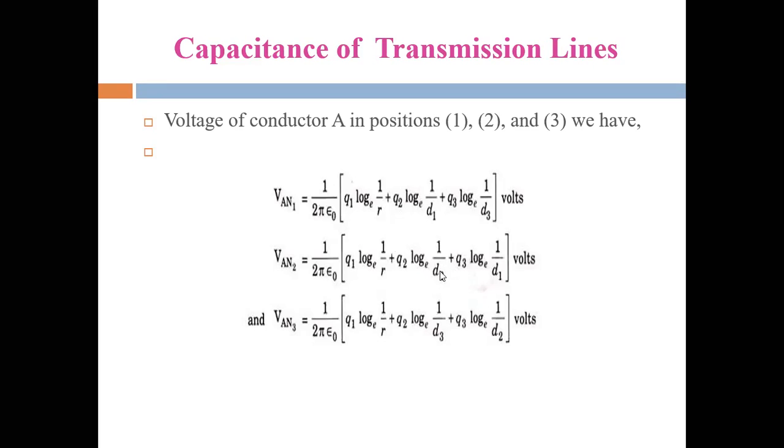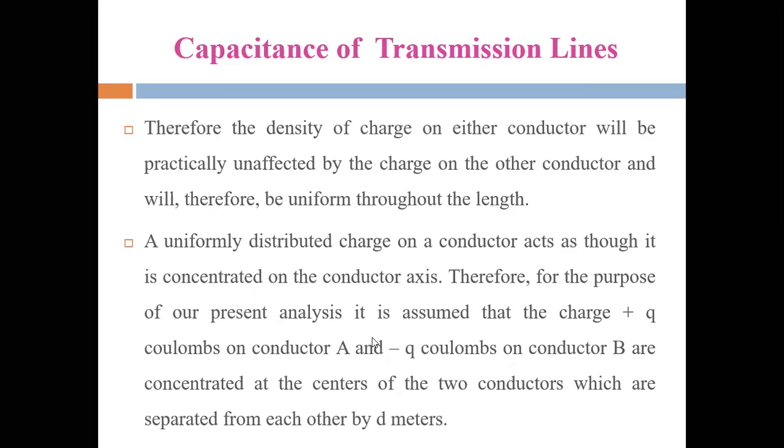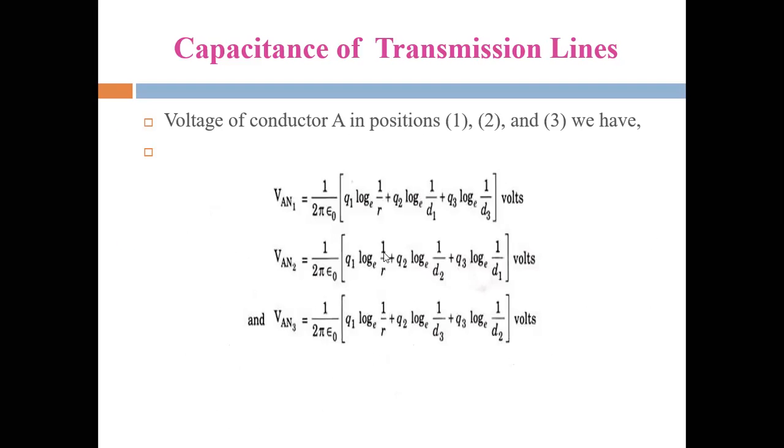Why are we taking D2? In the second figure, the distance between conductors A and B is D2. VAN2 means the potential difference of this conductor. Then we substitute Q2 log e 1 by D2 plus Q3 log e 1 by D1. Why are we taking D1?